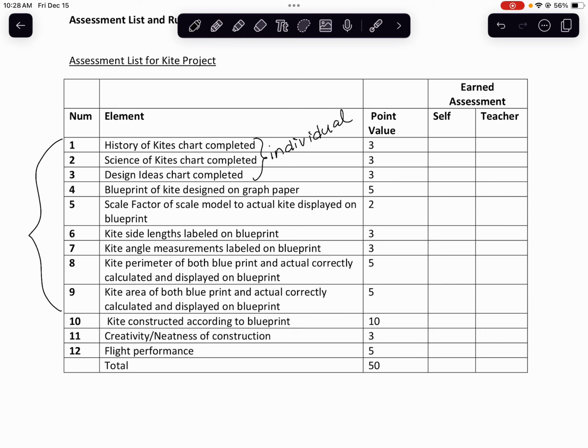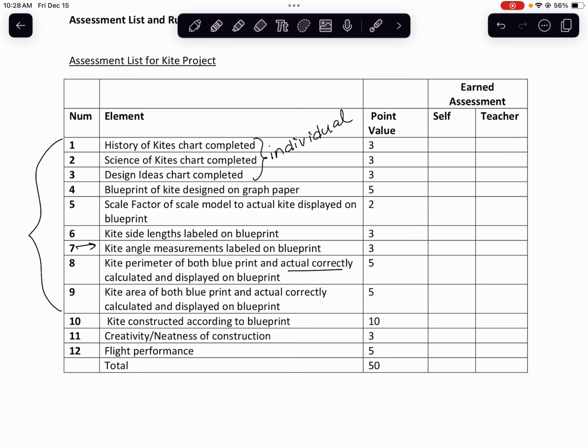Once you get all of your dimensions figured out, you need your angle measurements, okay? So don't forget that. But once you get all your side lengths done, then you're able to find the perimeter of the blueprint and the actual, okay? And I need both of them also written on your blueprint.